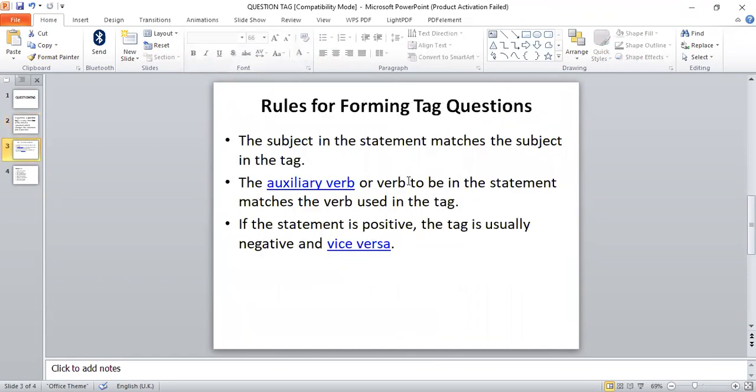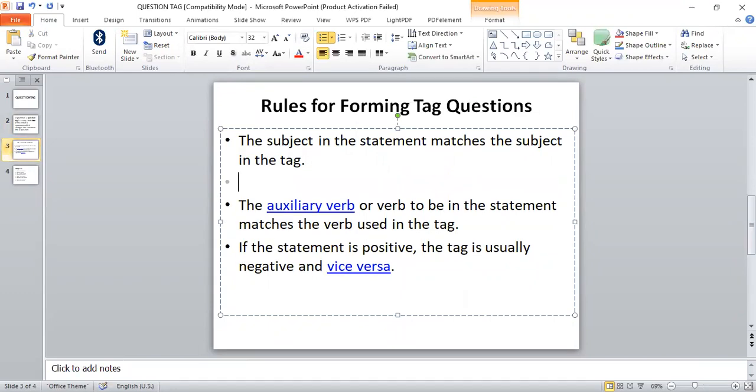Rules for forming question tag. Here now, we're going to discuss each of these rules, and then we'll try to add sentences to them to know how each of them works. Now, the first rule states that the subject in the statement matches the subject in the tag. The subject in the statement matches the subject in the tag.